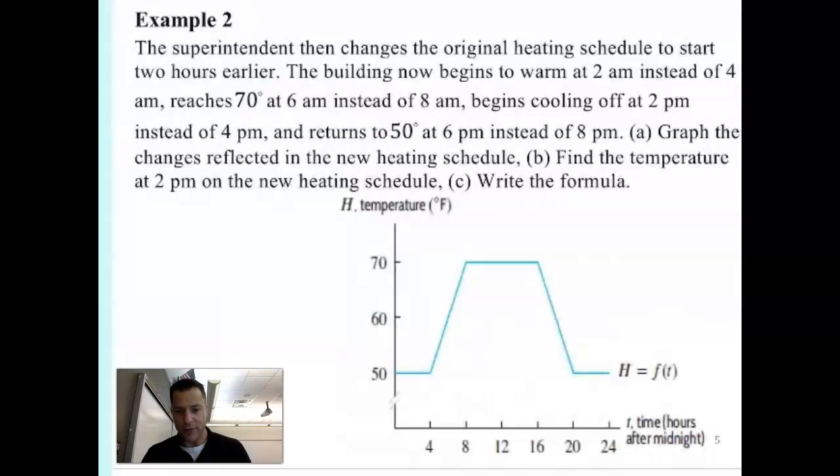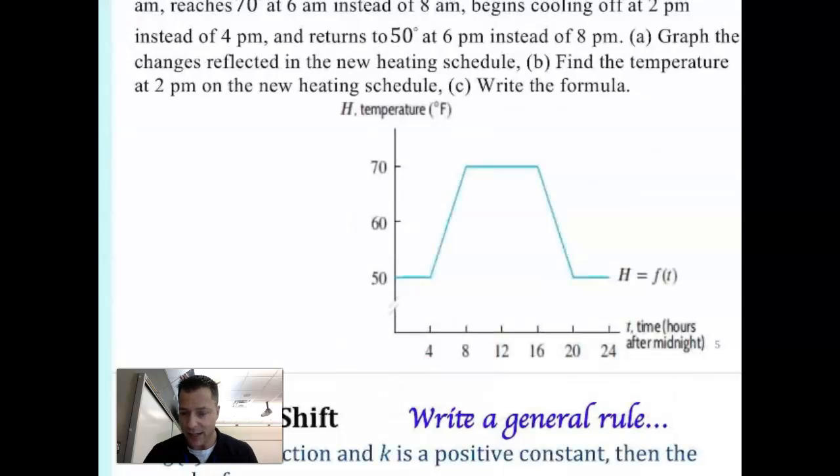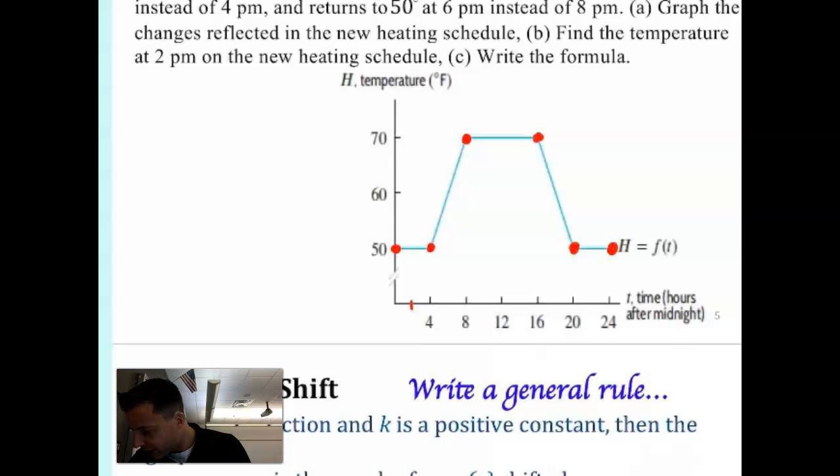When I'm going to graph this, I want to look at some key features. I want to look at these points because these dots represent a point, a temperature, and an hour. Those are the ones I can shift over because I can see them really well. Everything's getting shifted over 2 hours. So I'm going to make tick marks in between on the x coordinate because those are the 2 hour marks, halfway between.